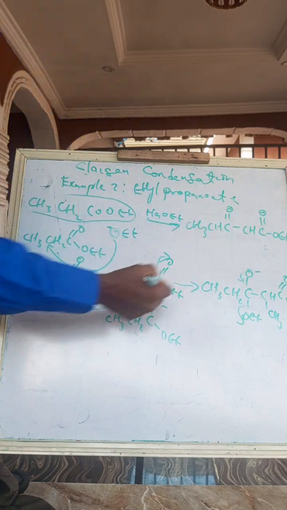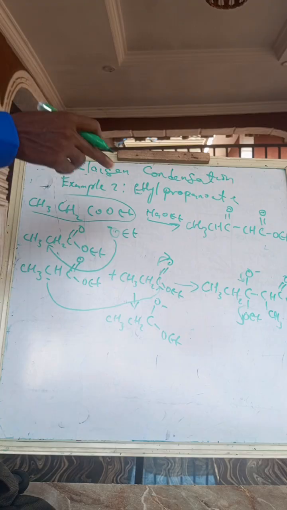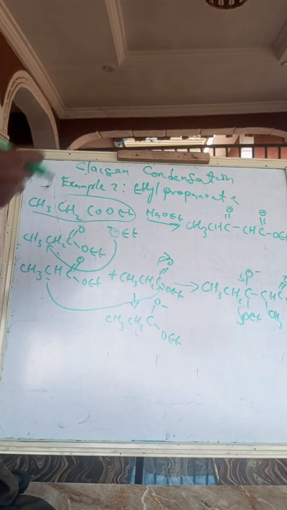So you can see this is our product, an ethyl pentanoate derivative. This is a successful Claisen condensation of ethyl propanoate. This is our simple mechanism.